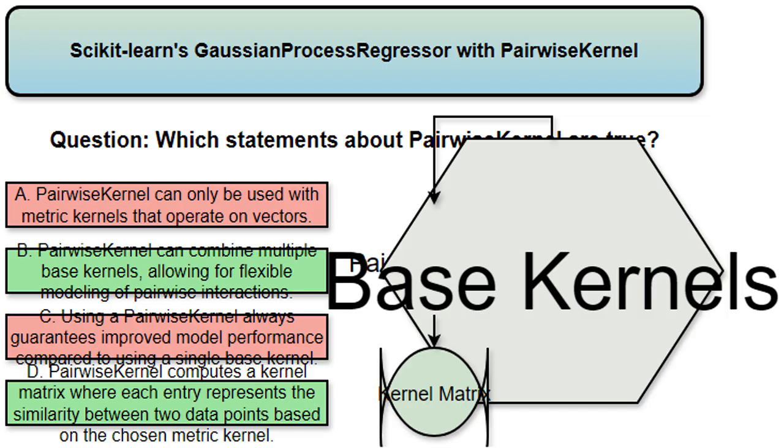The PairwiseKernel uses a base kernel. That's a function that decides how to measure similarity between data points. It could be a radial basis function kernel, RBF, a linear kernel, or another. The choice depends on the type of data and what kind of relationship I expect to find.